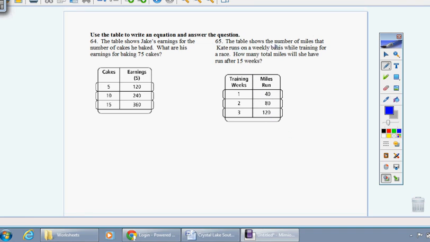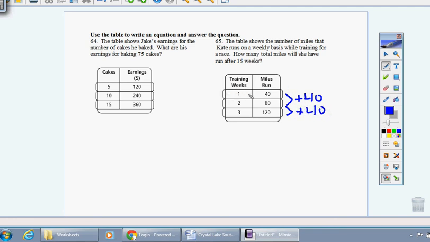Here it says the table shows the number of miles that Kate runs on a weekly basis while training for a race. How many total miles will she have run after 15 weeks? So after 1 week she runs 40 miles, 2 weeks she runs 80 miles, 3 weeks she runs 120 miles. So she's clearly, every week, increasing by 40 miles. Okay? So every week she runs 40 miles.